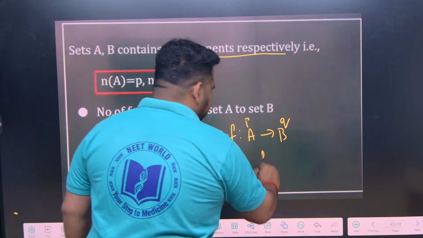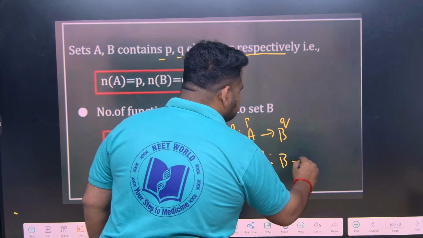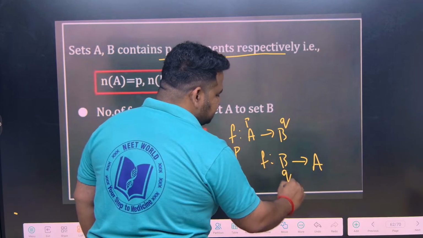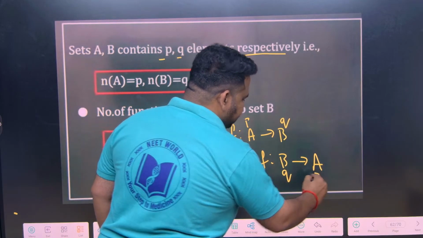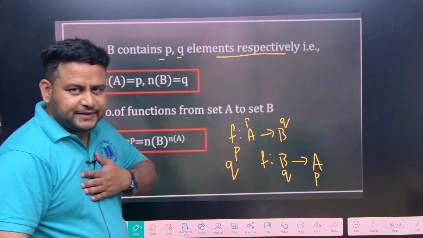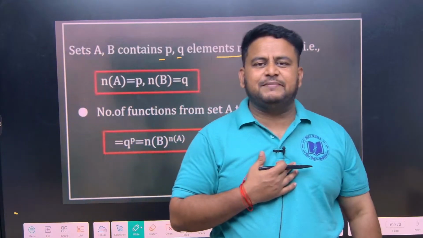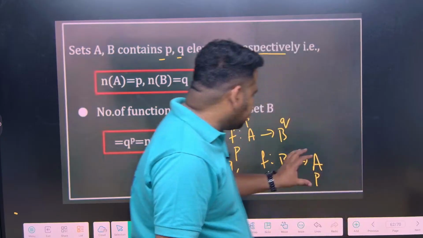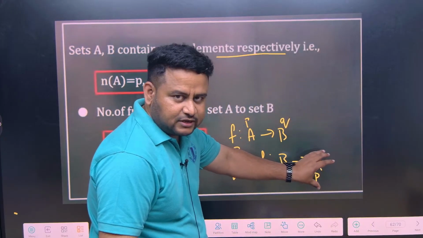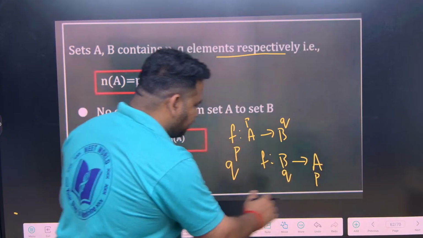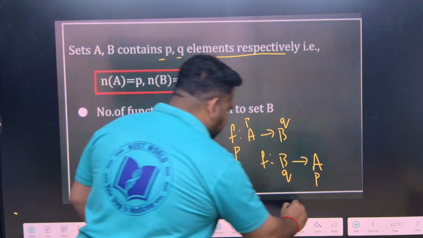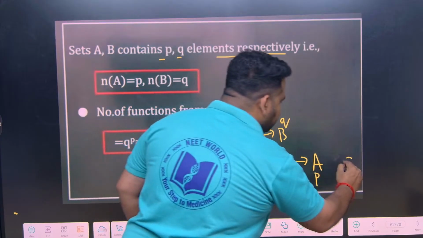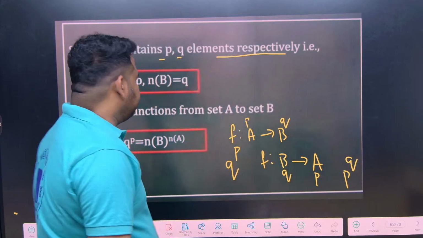Suppose they ask the number of functions from set B to set A. Set B is having Q elements, set A is having P elements. Now you are going from B to A. In A how many elements are there? P. The elements here should come at the bottom, that should be the base. So P will come down and Q will go up.